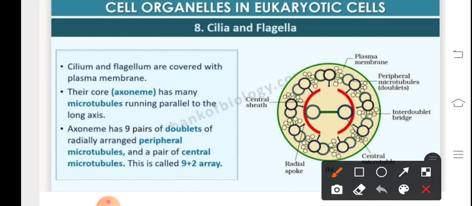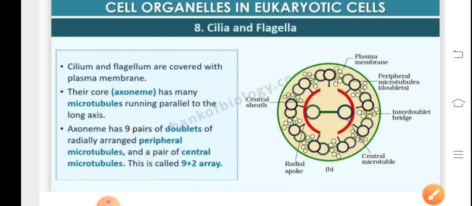The peripheral doublets are made up of 2 subunits, that is A and B. A is depicted in dark blue color and the green color denotes B. A is a complete circle which is made up of 13 tubulin proteins, and when we talk about B, it is made up of 2 less, that is 11. The A subunit has 2 arms. We can see the outer dynein arm and the inner dynein arm. These 2 arms are made up of the protein dynein, and it plays a role in ATPase activity.